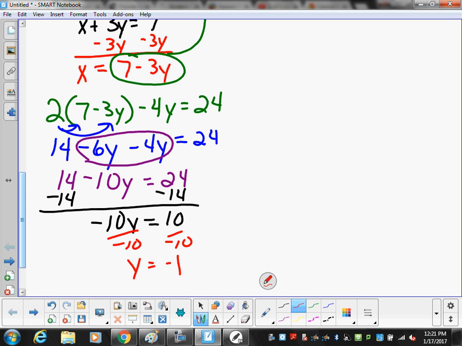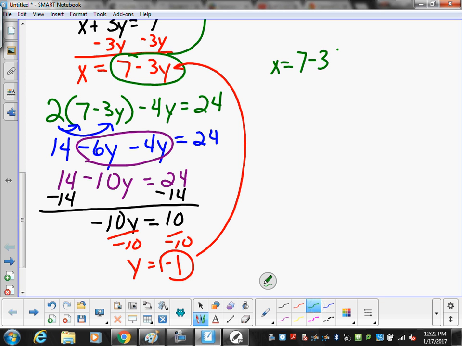All right. Now, you know what y is. Again, we go back to the statement of once you find something, you plug it back in for something you don't know yet. So I don't know what x is, so I'm going to use the y equals negative 1, plug it back in for y up there where we've already solved for x. So x equals 7 minus 3 times negative 1, which is 7 plus 3, which is 10.